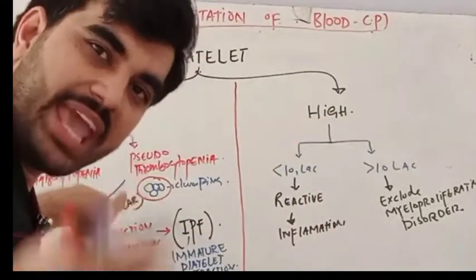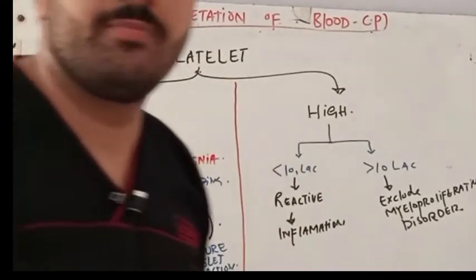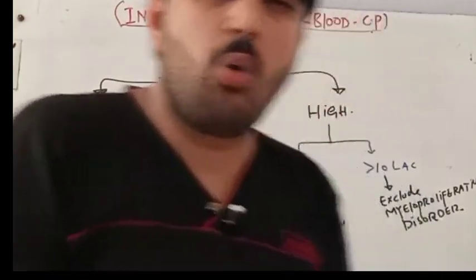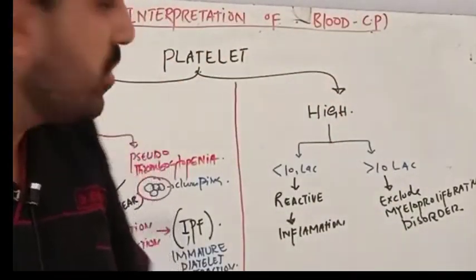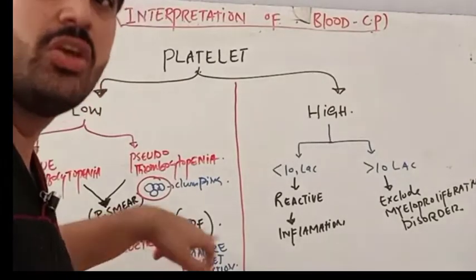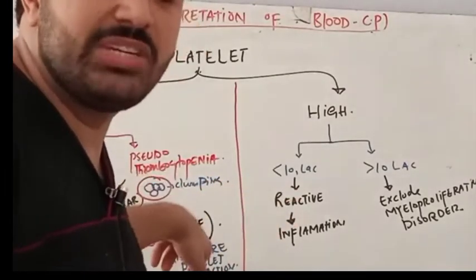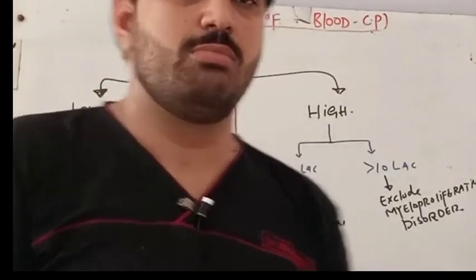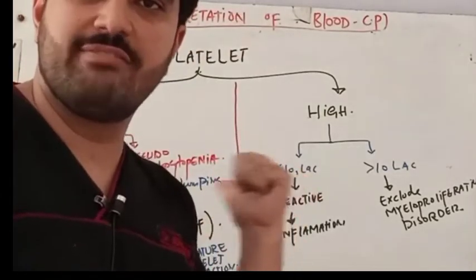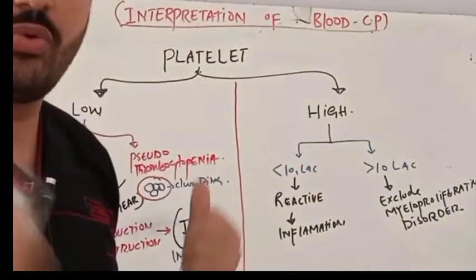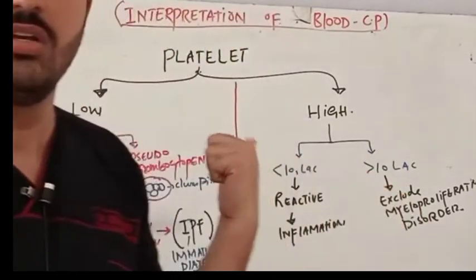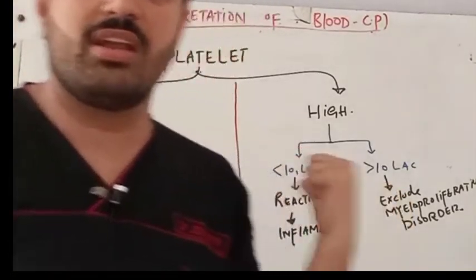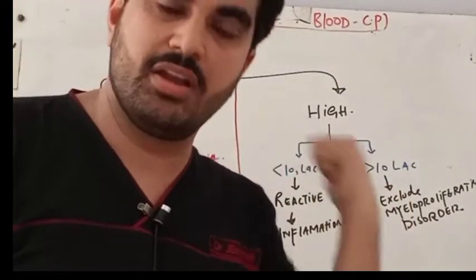What is the best next step if there is true thrombocytopenia? Whether there is decreased production of platelet or increased destruction of platelet. How can you differentiate between the two? You go for IPF, that is immature platelet fraction, that is given in the blood CP. Most of the machines do not have this facility, but if you request them, they can do it for you. The IPF is just like a retic count of the RBC.